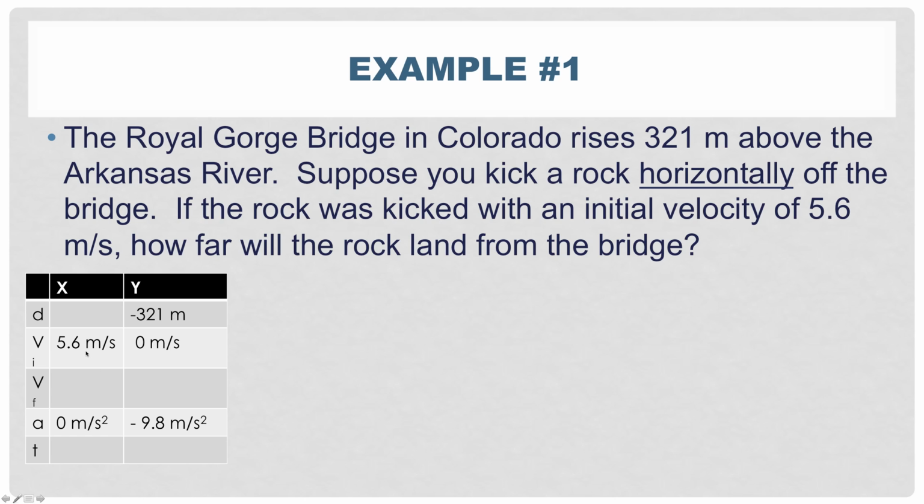Our initial velocity gives us 5.6 meters per second. Since it's kicked horizontally, all of that velocity goes in the x. We're not breaking it down yet. Then your VIY is 0 because it's not kicked at any sort of angle to have any initial vertical velocity. We also know our accelerations of 0 and negative 9.8. Those are a given, right?